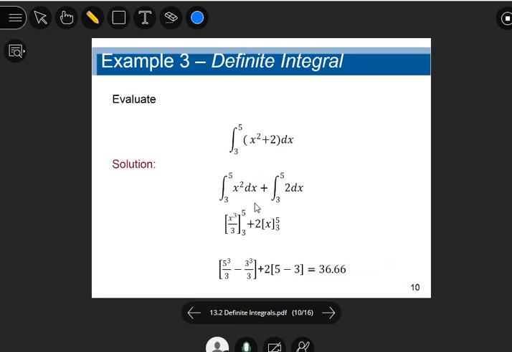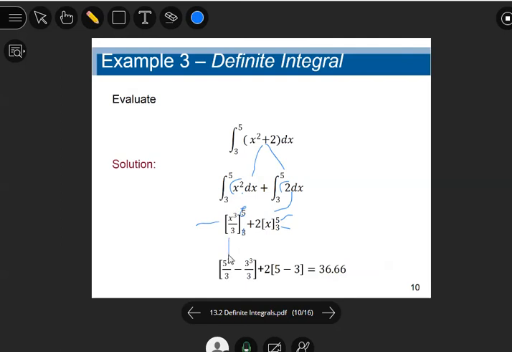Using that rule, first distribute this integral into two parts, x square here and 2 here. Then integrate each one. From the knowledge of indefinite integrals, you know it is x to the power 3 divided by 3, and here it is x. So now this is your upper limit and this is your lower limit, and here also this is your upper limit and lower limit.